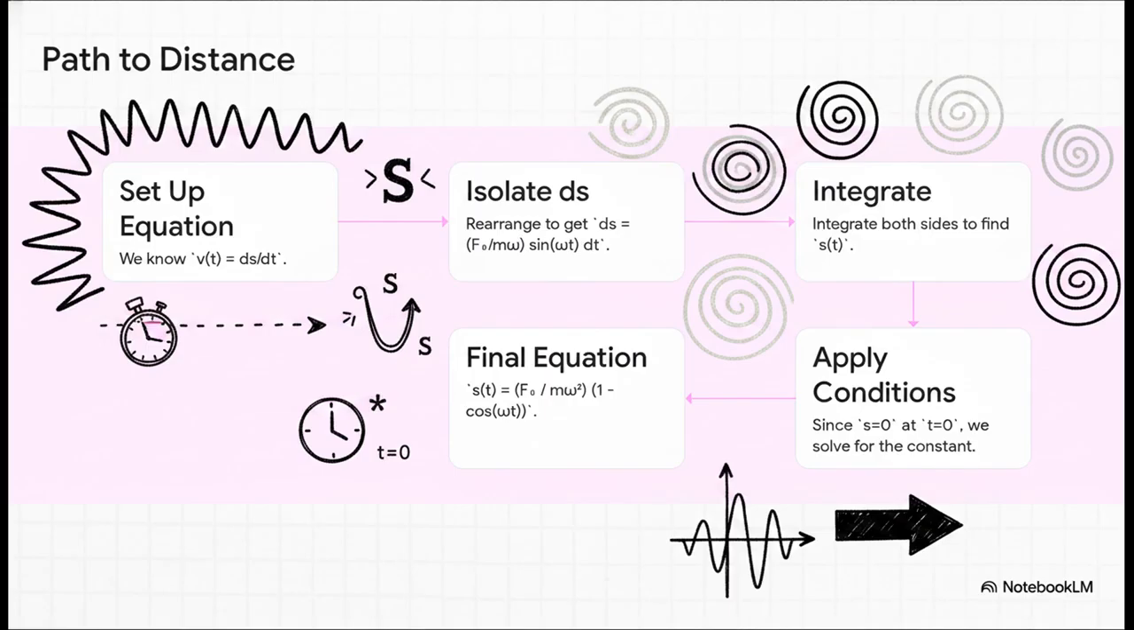We know that velocity is just the change in position over time, right? So v equals ds over dt. We just pop in the velocity equation we just found, separate our variables, and integrate one more time. The integral of sine is negative cosine. Then we use our other initial condition that the position is 0 at time 0 to solve for our new integration constant. And that leads us right to our final equation for the particle's distance.